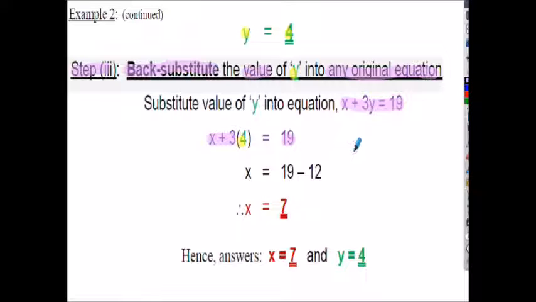Again, we just rearrange the equation as before, so x is equal to 19 subtract 12, taking 12 from both sides of the equation, so we can clearly see that x is equal to 7 in this case. So we have x is equal to 7 as one solution, and then y is equal to 4 for the second solution. So we've solved the same problem, but this time using the substitution method.